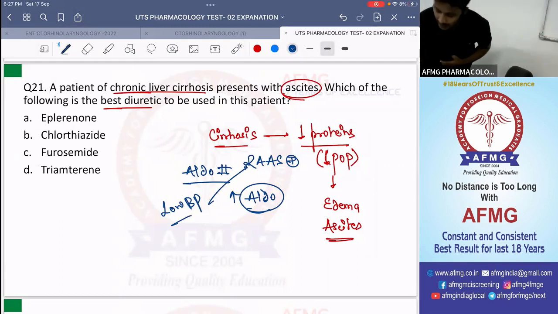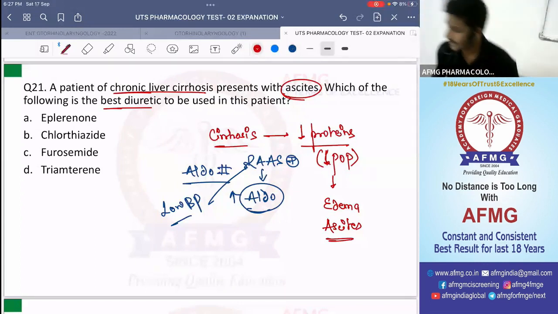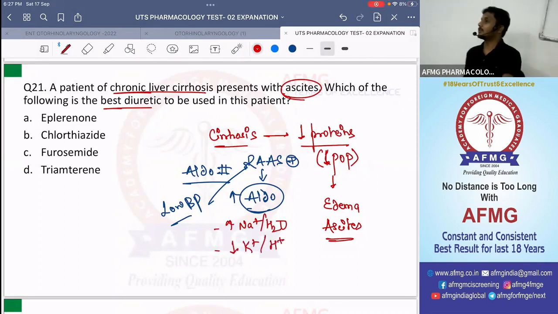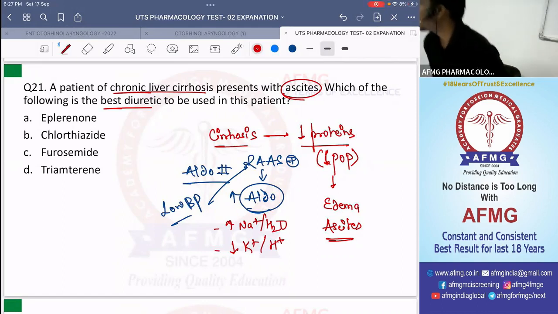As soon as the RAS is activated, it will lead to increased levels of aldosterone. And what is the predominant action of aldosterone? It will cause retention of sodium and water, and it will lead to excretion of potassium and hydrogen ions, H plus ions. Okay, therefore it can cause hypokalemia and metabolic alkalosis or acidosis. H plus ions are acidic in nature. If they are being thrown out, that means the patient will suffer from metabolic alkalosis.